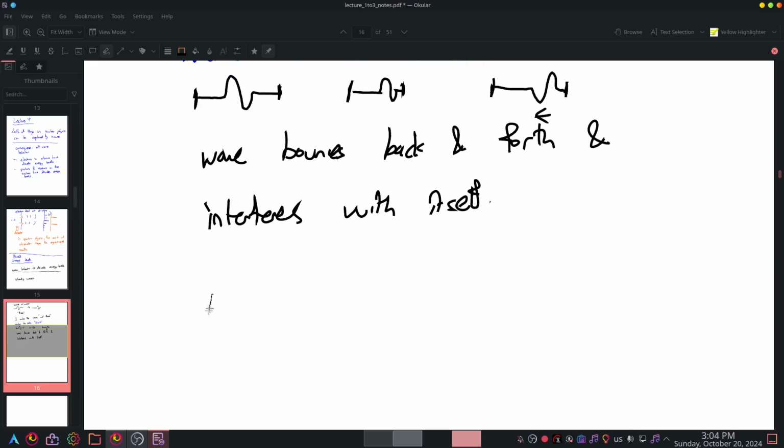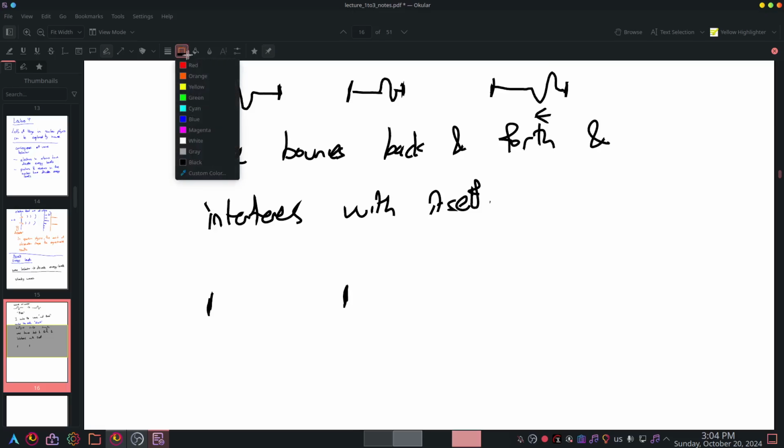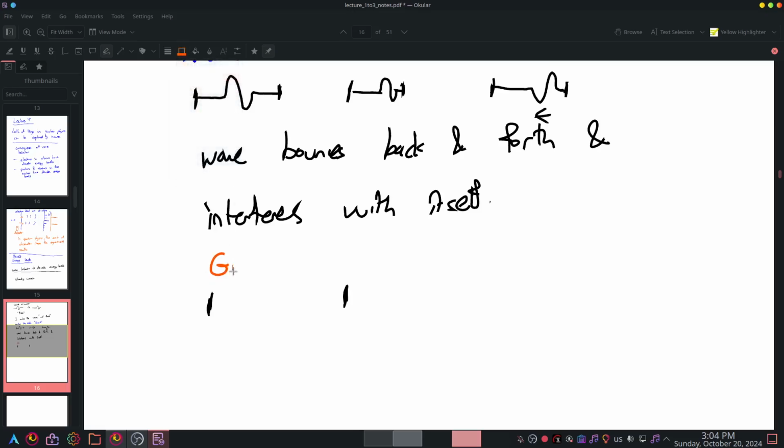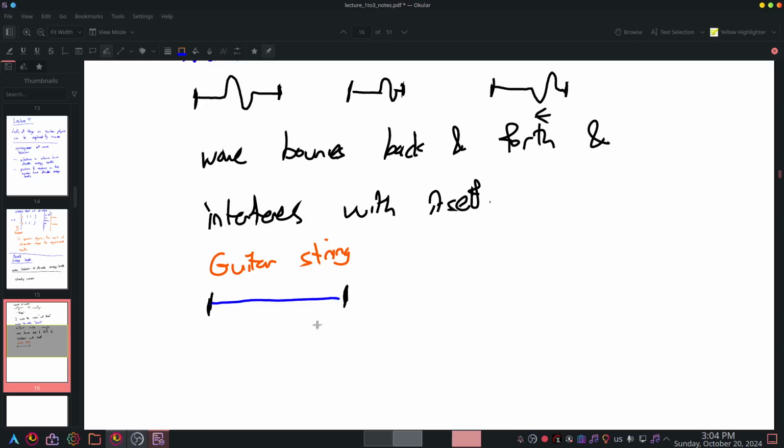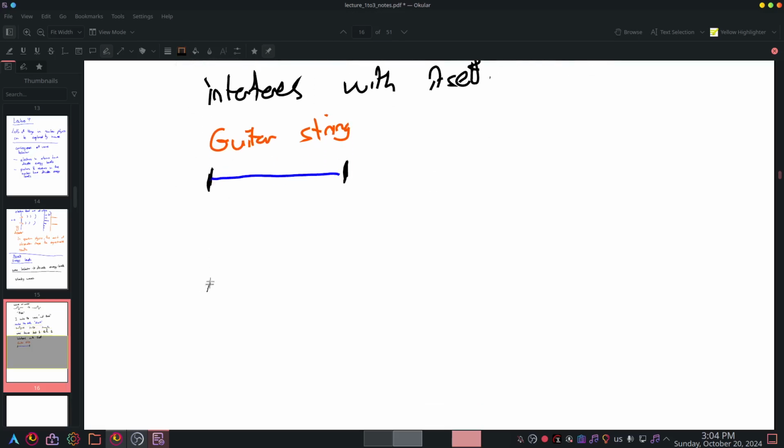When it keeps interfering back and forth, you will have an overall pattern, much like you have on guitar strings. Just think of it like a guitar string or violin string. The best way to visualize what a standing wave is, is to look at guitar strings. So you have a string here, and what can happen is that the string must vibrate.